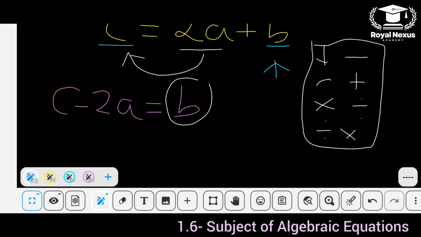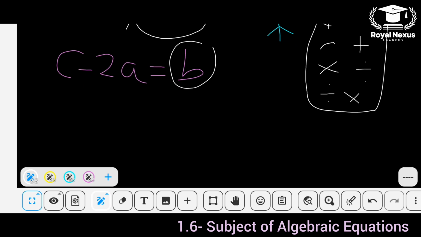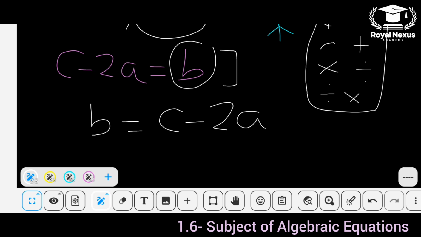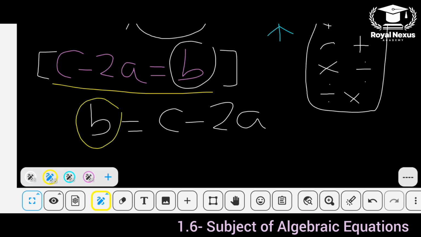But it's better to write this B not on the right hand side of the equation but on the left hand side of the equation. So it will be B is equal to C minus 2A. You can write it like this as well, but this does not give a true representation, because the subject of the equation is always written on the left hand side to give a better representation of that equation. So the answer is B is equal to C minus 2A.